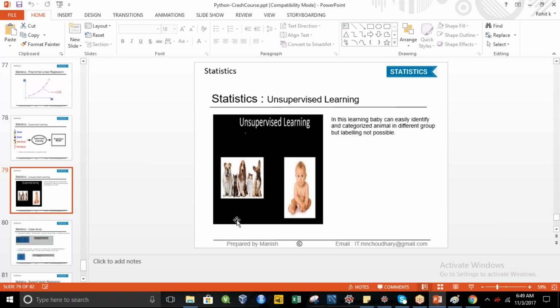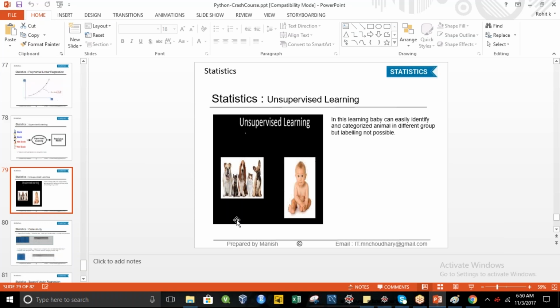We will not tell the name dog. We will just say that the first, third, and fifth are a different type of animal, and the second and fourth are a different type of animal. So we will prepare the model in such a way. For example, we have 10 million data, and we have no idea what kind of data we have. At that time we use unsupervised learning. Unsupervised learning helps to know about the data with its characteristics and attributes. So that is called unsupervised learning.